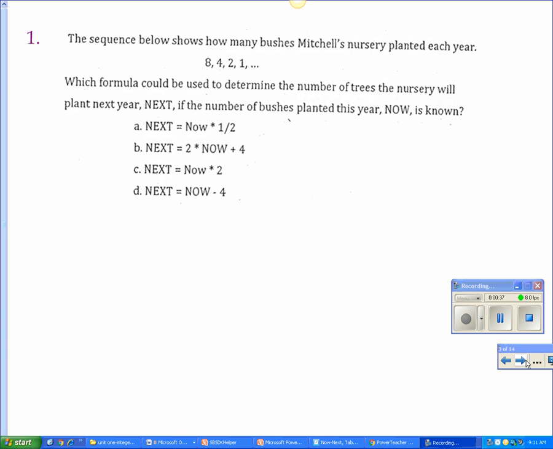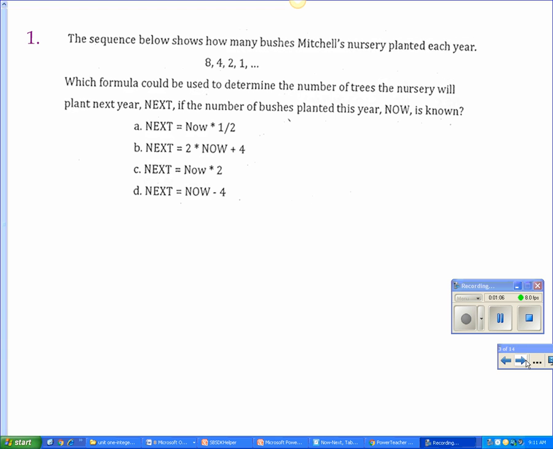So from 8 to 4 to 2 to 1, what are they doing every time? They're multiplying by half, okay? And you can just test your answer choices on this one. For instance, B says you're multiplying by what? 2. If you start with 8 and you multiply it by 2, do you get 4? No. C, well, adding 4 to it. We're not doing that.